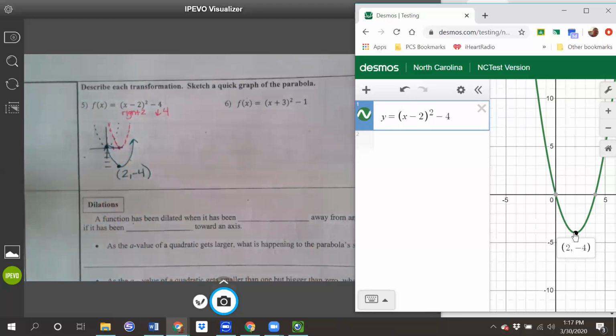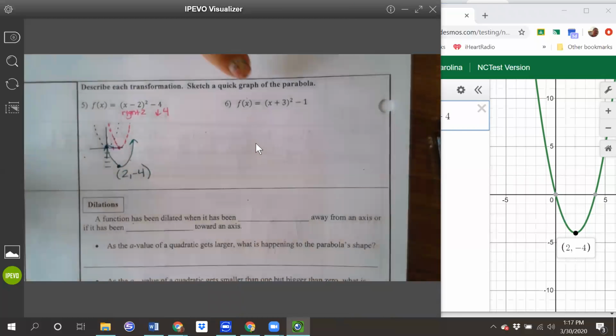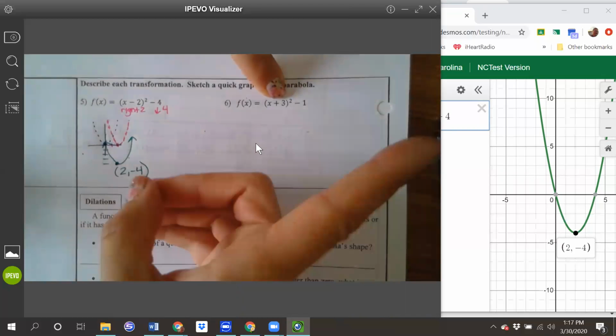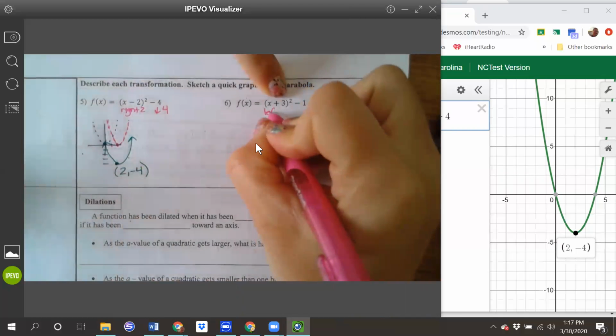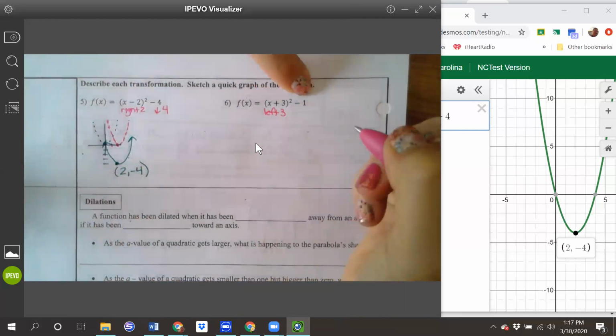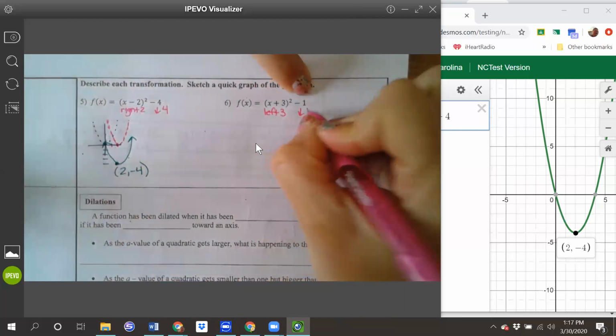All right, let's take a look at number 6. So number 6 says, my gut says right 3, but that's opposite. It is left 3, and that says down 1 unit.